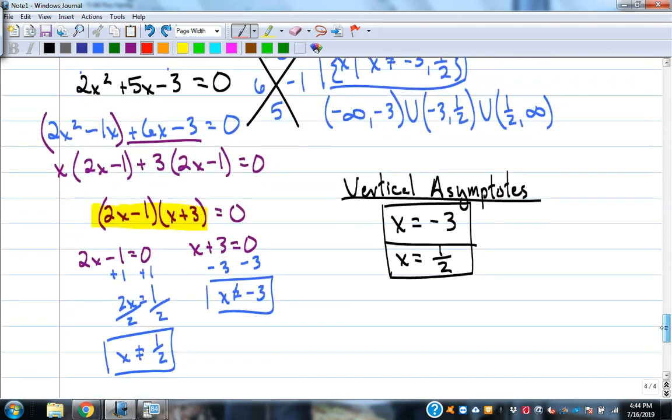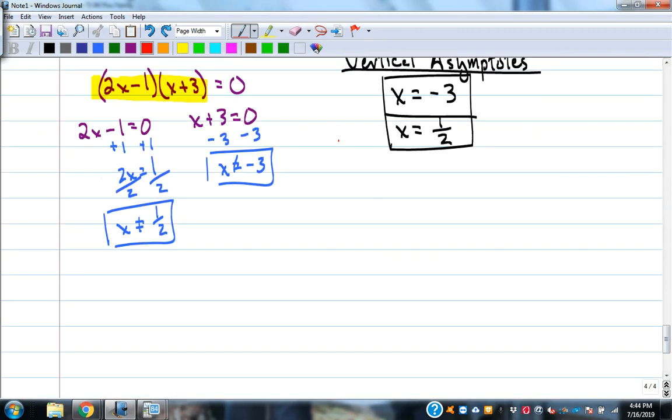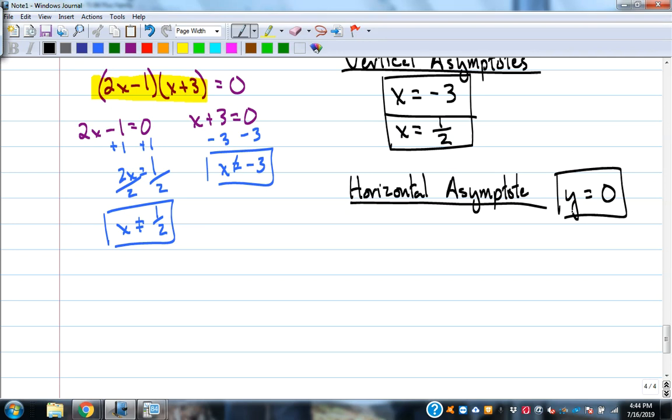So we have a horizontal asymptote at y equals 0. Won't have to do any calculation to get that. It's just based on the degree of the top being less than the degree of the bottom. Top is smaller than the bottom. It's y equals 0.